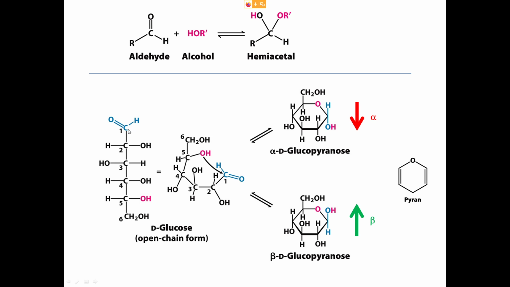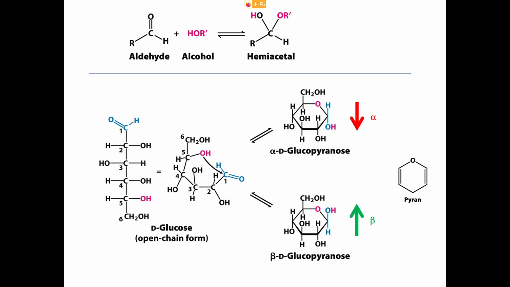Number 1 was not chiral before because it was involved in a double bond, but it is now chiral and it can exist in one of 2 forms, either the alpha or beta forms. We tend to refer to the straight chain glucose as just glucose, or open chain or straight chain glucose. But to distinguish the one in its more stable ring form, we have to give it a new name. We don't just call it glucose anymore.